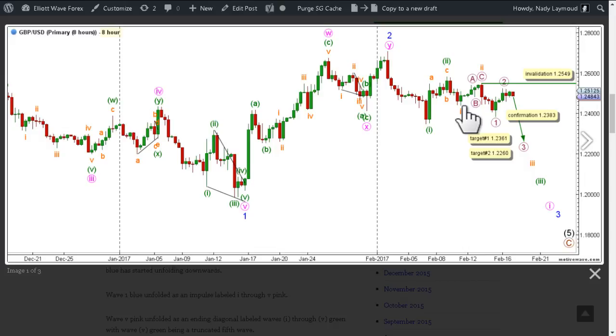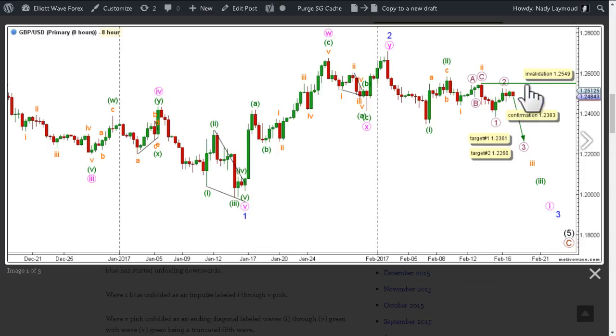And to gain further confidence in this count, cable should trade below 1.2383, and we have two targets for the completion of wave 3 purple. The first target is at 1.2361, as at that level wave 3 purple would reach equality with wave 1 purple, and if exceeded, the next logical Fibonacci ratio is at 1.2260, as at that level wave 3 purple would reach 1.618 of wave 1 purple.